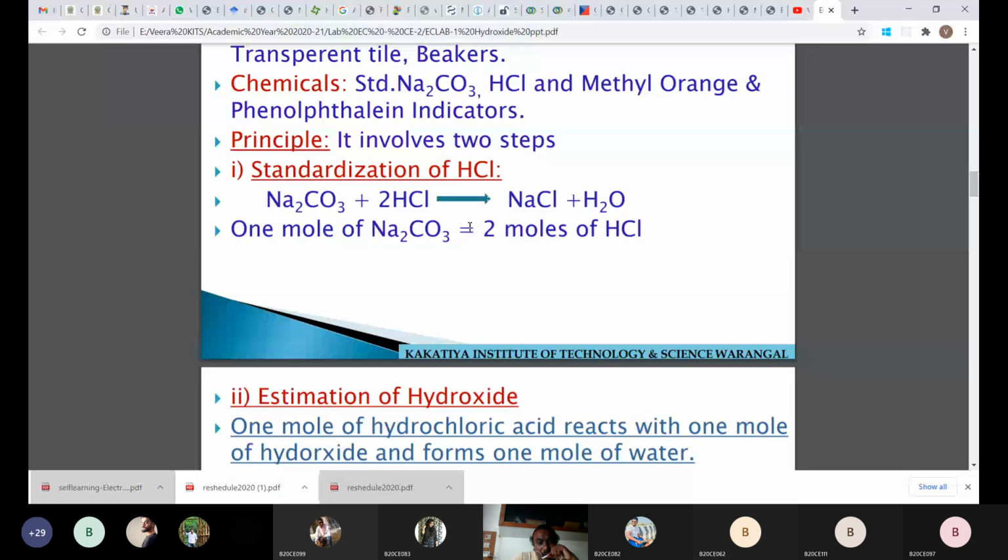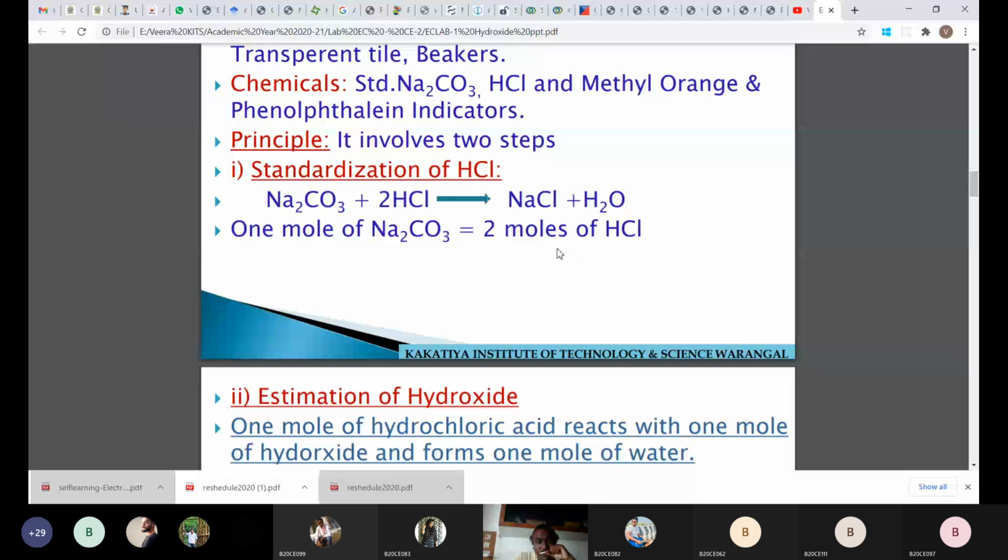So according to this equation, 1 mole of sodium carbonate requires 2 moles of HCl for reaction. Remember, 1 mole of sodium carbonate requires 2 moles of hydrochloric acid to complete the reaction. This is important because these values you will substitute in the equation.